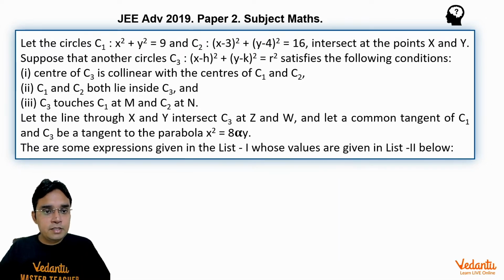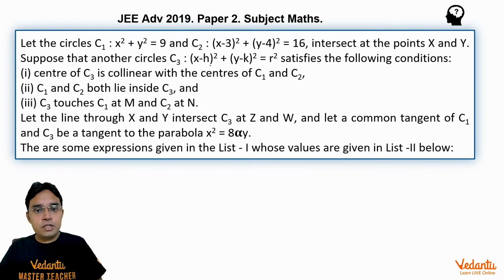Let the circles C1: x square plus y square equal to 9 and C2: (x minus 3) whole square plus (y minus 4) whole square equal to 16 intersect at the points X and Y. Suppose another circle C3: (x minus h) whole square plus (y minus k) whole square equal to r square satisfies the following conditions: the center of C3 is collinear with the centers of C1 and C2, C1 and C2 both lie inside C3, and C3 touches C1 at M and C2 at N.